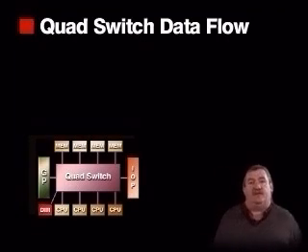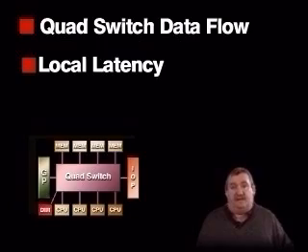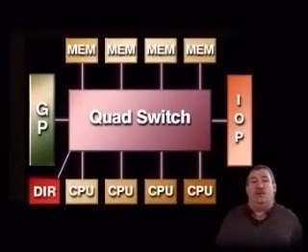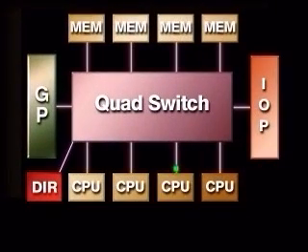Let's talk about quad switch data flow and local latency. If a CPU wants data from memory, it sends an address to the quad switch. The quad switch routes it to the appropriate memory, which then returns data. The returned data is then routed by the quad switch to the requesting CPU.